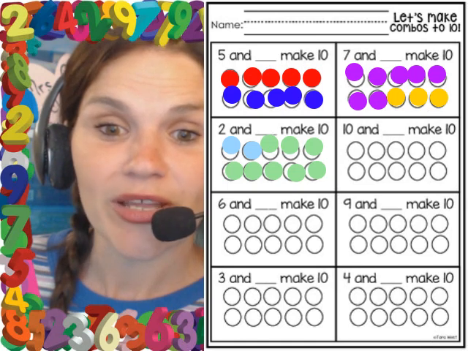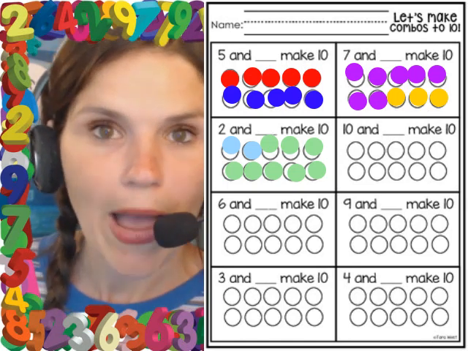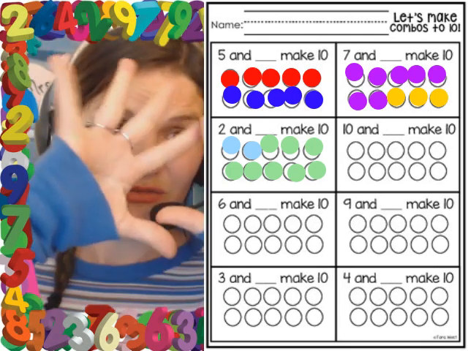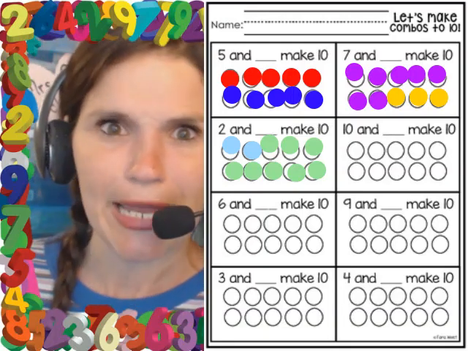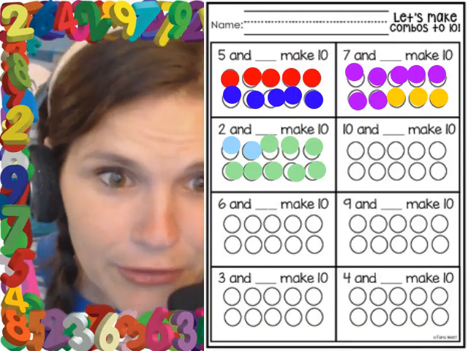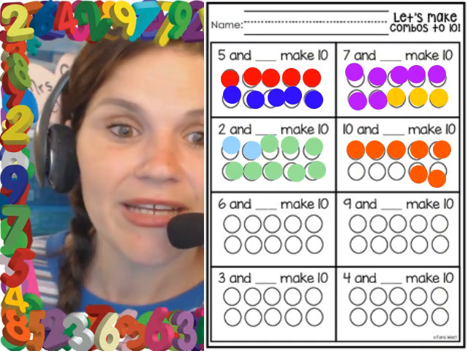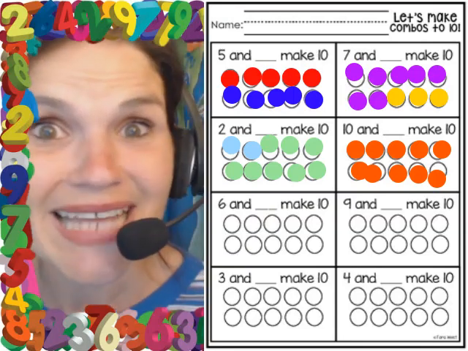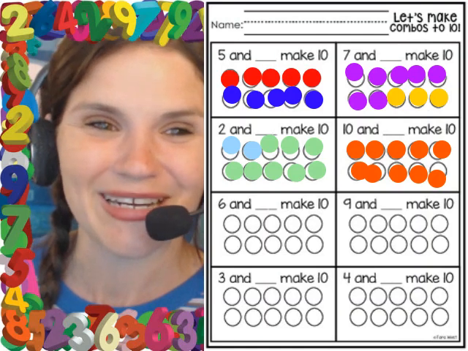Now look at the next one. The next one is really neat. It says 10 and what makes 10? If I already have 10, right? Think of your 10 fingers. How many fingers do I need to add to it to get 10? 0, right? If I already have all 10 in my tens frame filled in, I don't need to add anything else. So that means 10 plus 0 makes 10 as well, or equals 10 as well.